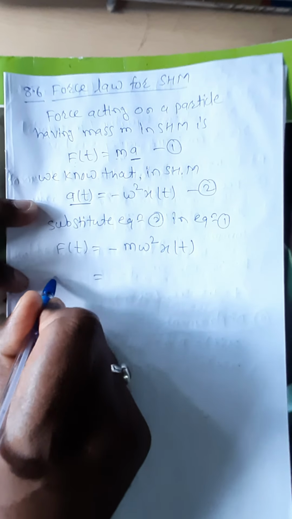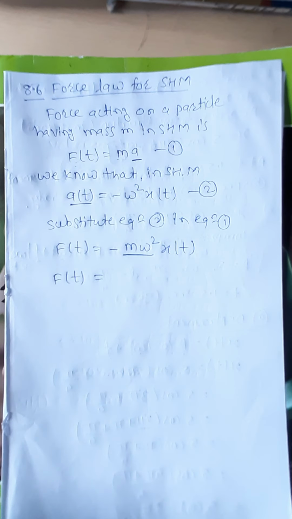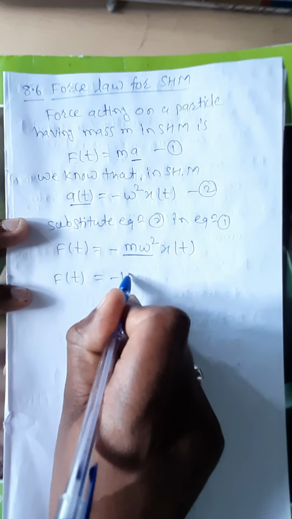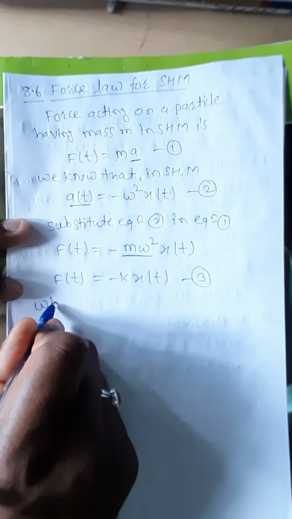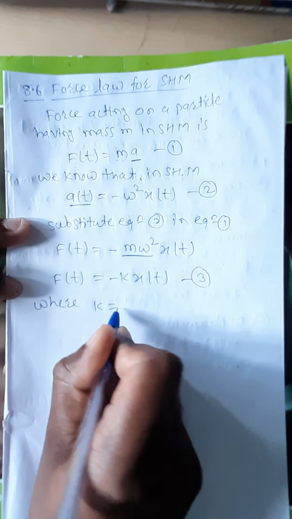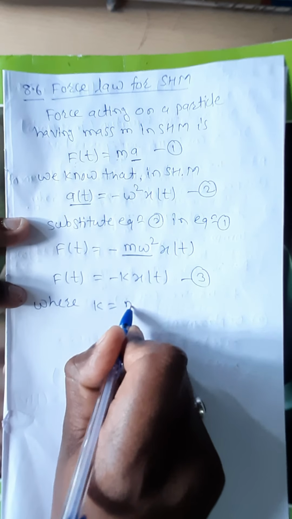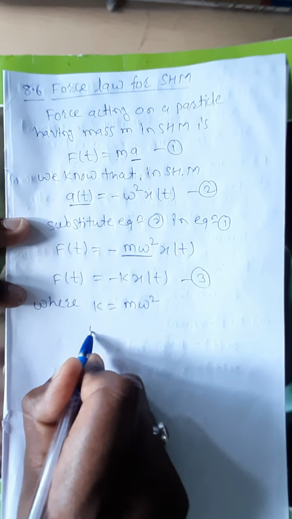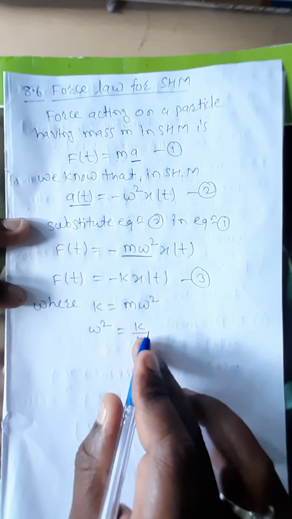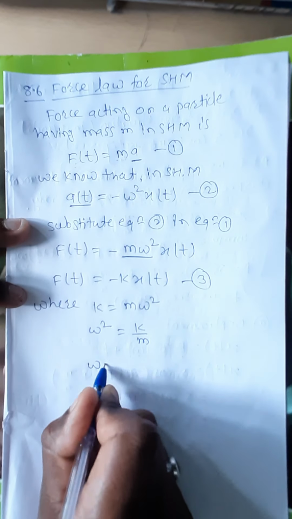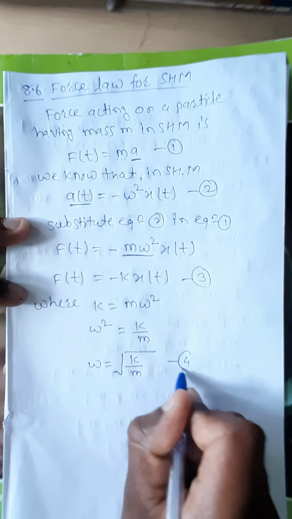Then we can write F at t is equal to, in place of m omega square we put k, means minus k x at t. This is equation 3, where k is equal to m omega square. Therefore, from that equation omega square is equal to k by m. Taking square root on both sides, omega is equal to under root of k by m. This is equation 4.